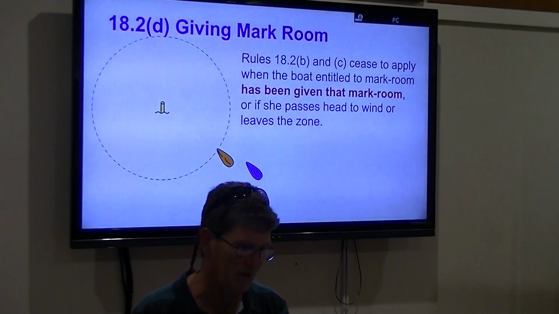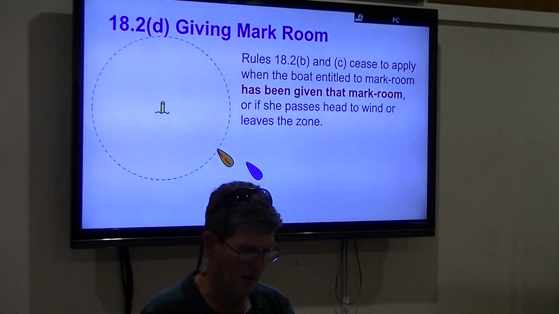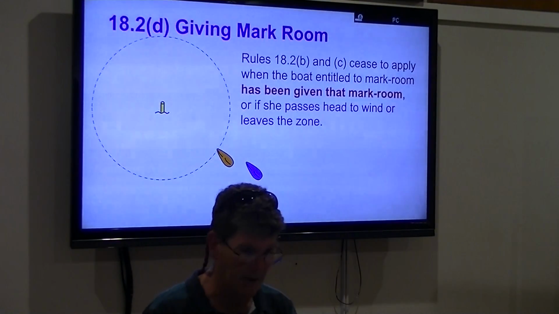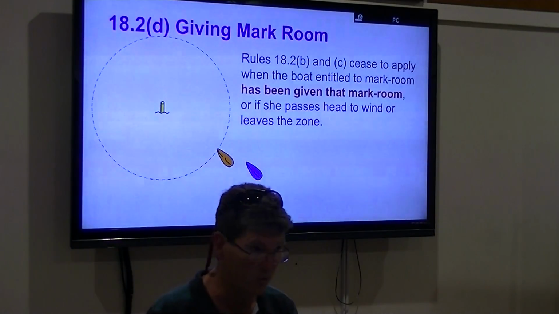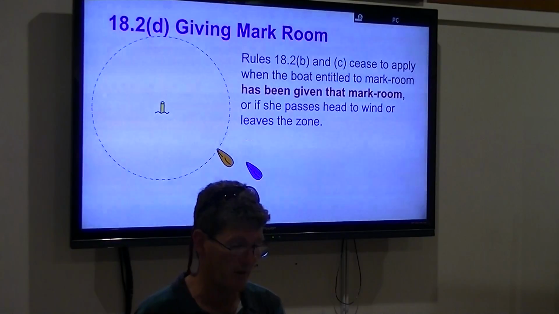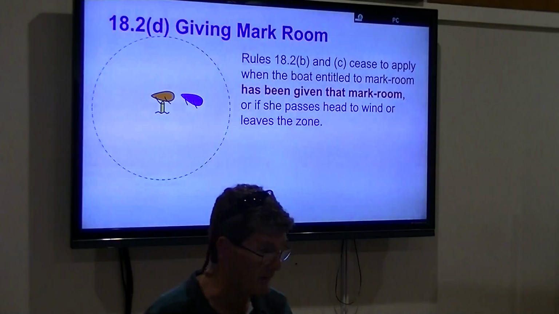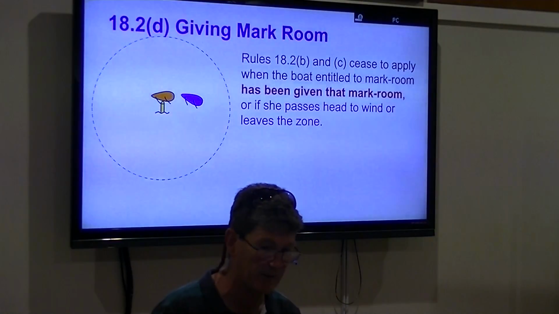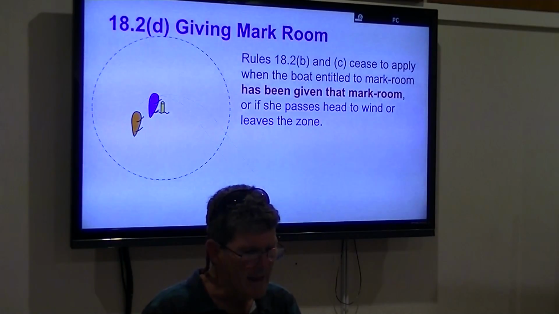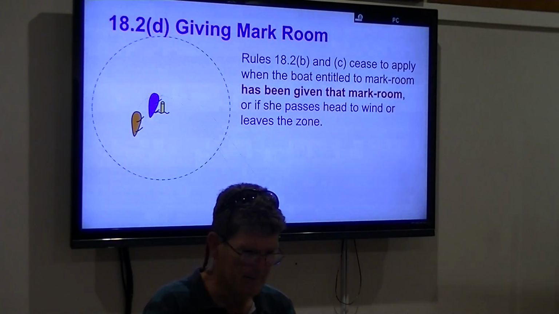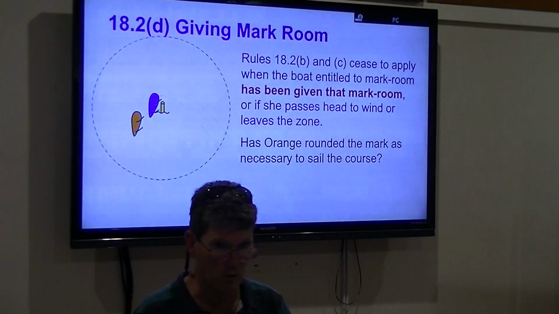Here we have two boats coming into the zone. We're doing a port rounding. Orange is clear ahead of blue as she hits the zone. Orange is therefore due mark room. She's also the right-of-way boat. Off she sails to the mark. She sails the mark. She's left the mark to the right side, the correct side. She's rounding the mark. At this point, has orange rounded the mark as necessary to sail the course?